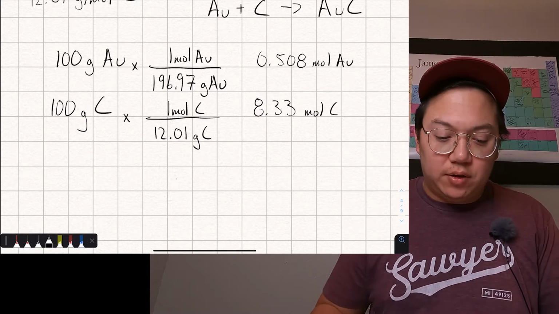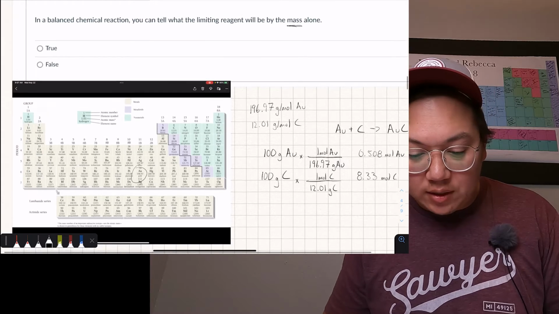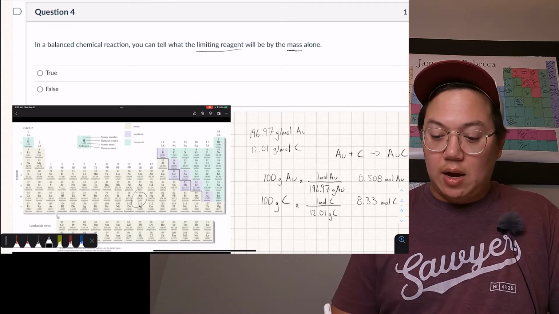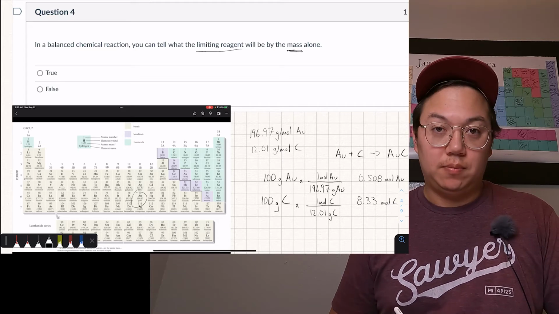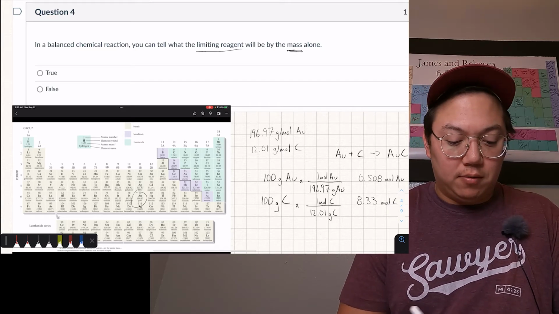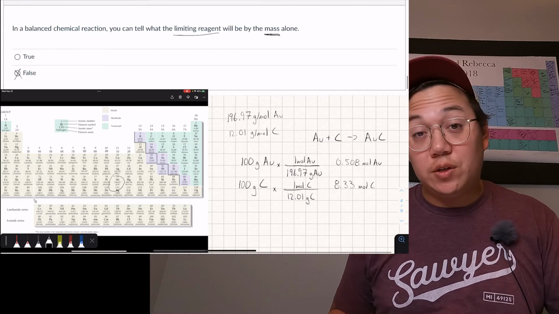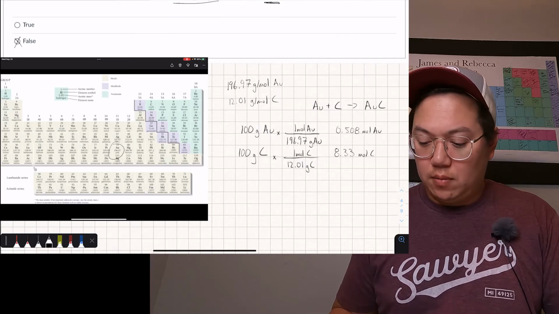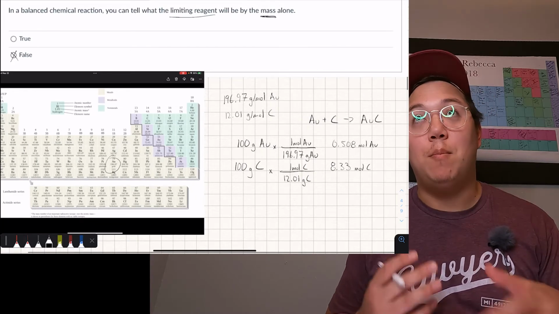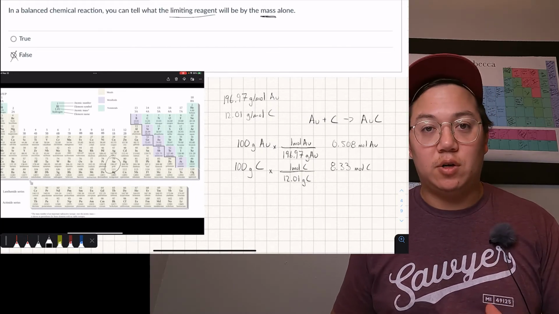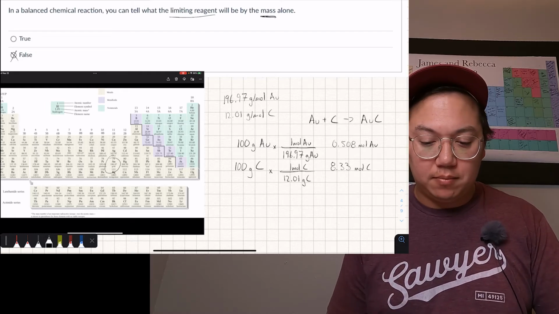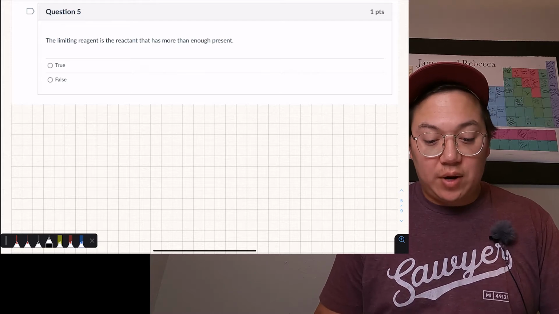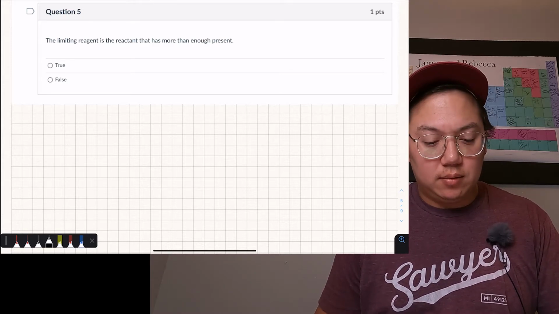So to go back and answer this original question, after this long aside, the limiting reagent is the one that we run out of first, and we cannot use mass alone. So the answer here would be false. Because if we were to use mass alone, we're ignoring the fact that atoms have different masses, and therefore we can't use the mass alone to determine how many of each atom we have. So for question 5, the limiting reagent is a reactant that has more than enough present.